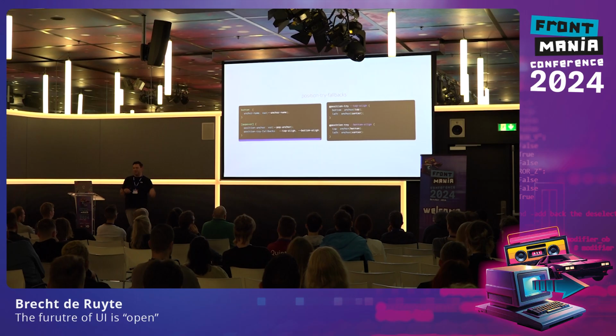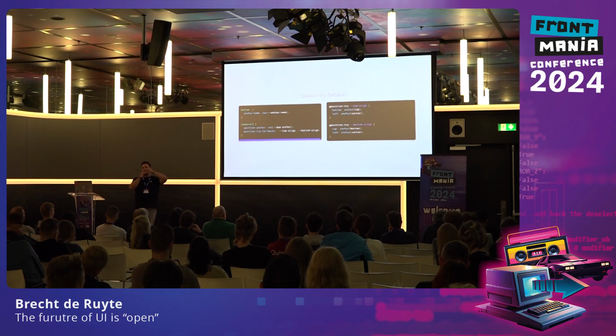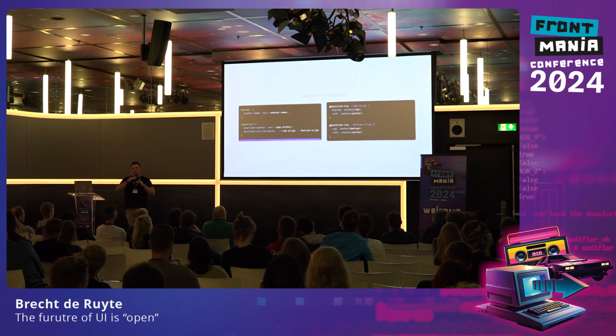Position try fallbacks, sorry, my bad. Position try fallbacks. So based on that order of the property, it's going to try the following. It's going to try and place the bottom to my anchor's top, meaning it will be above my button. If that doesn't work and it doesn't find enough place, it's going to switch to bottom align, which is going to place the top of my popover to my anchor's bottom.